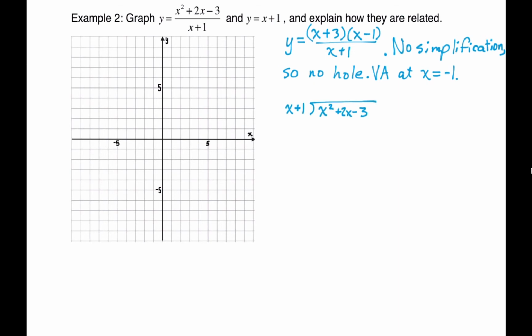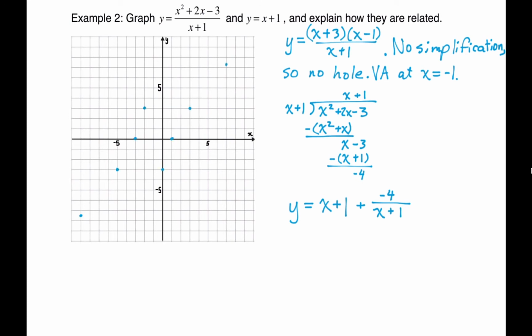Now, if we do the long division, we can go x times x plus 1 is x squared plus x. And if we subtract away, we have a remainder of x. Now we bring down the negative 3 and we do 1 times x plus 1, which gives us x plus 1. And when we subtract, there's a remainder of negative 4. So the function can be rewritten like this: x plus 1 plus negative 4 over x plus 1.